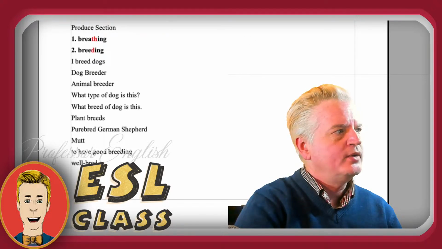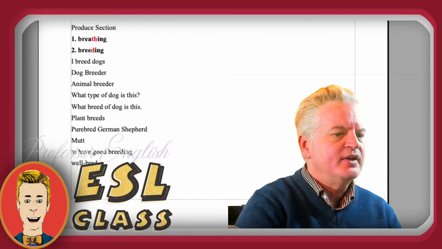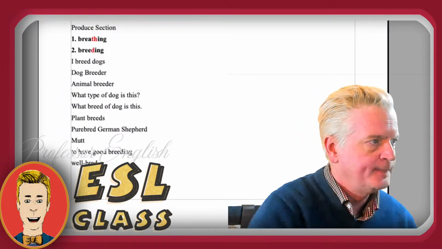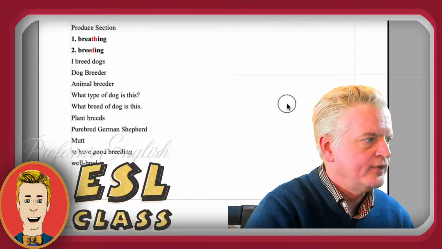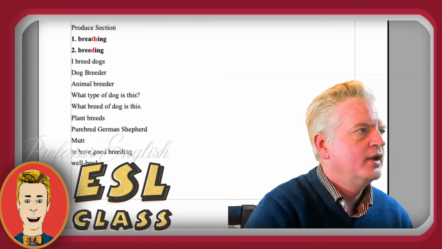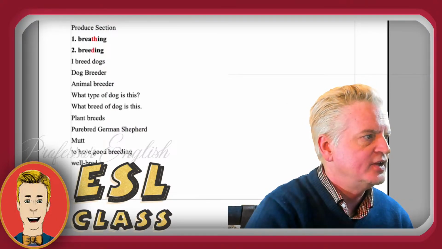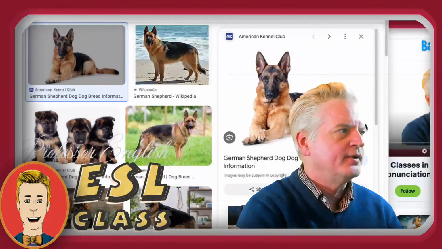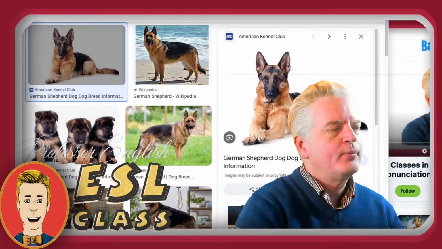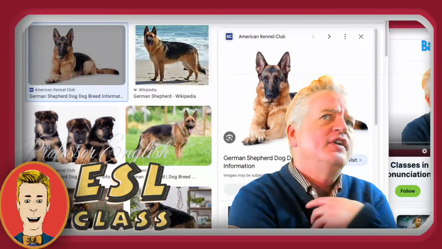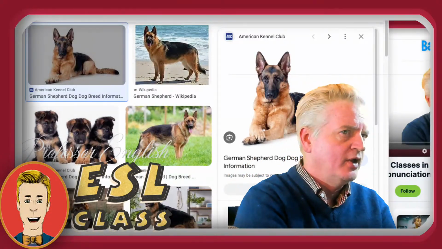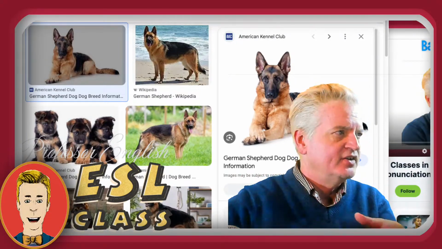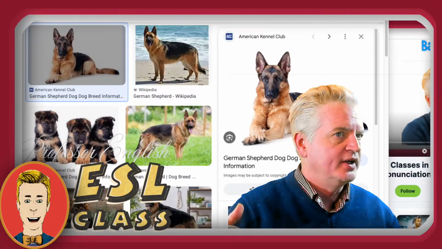Also, when you talk about breeds, that could mean classification. So let me just show you a picture here. I showed her this picture. I said, "Tell me, what type of dog is this?" She said, "That's a German Shepherd." Right. But a native speaker talking to another native speaker probably wouldn't say, "What type of dog is this?" They would say, "What breed of dog is this?"